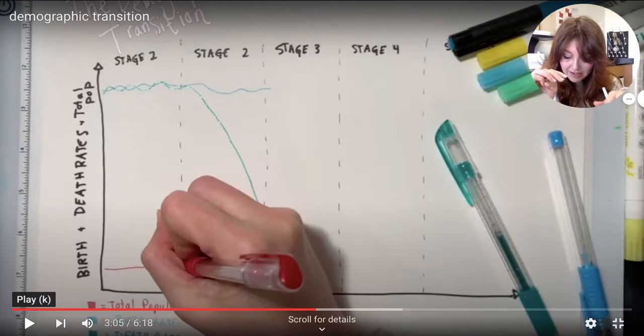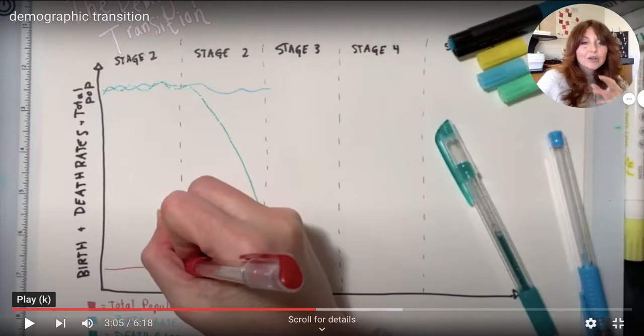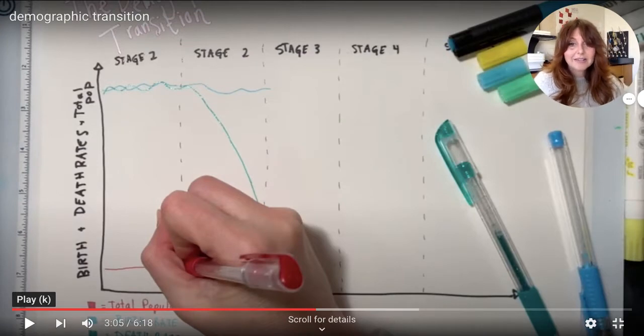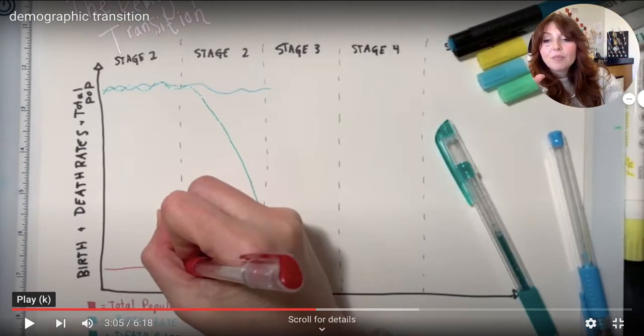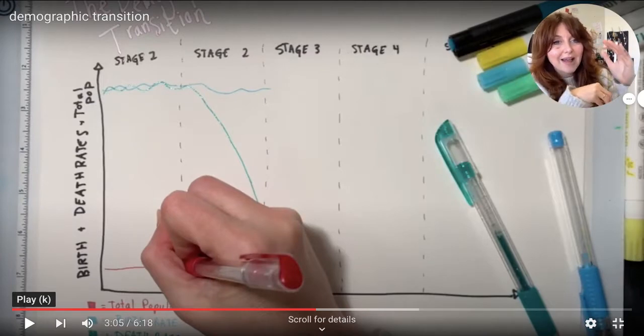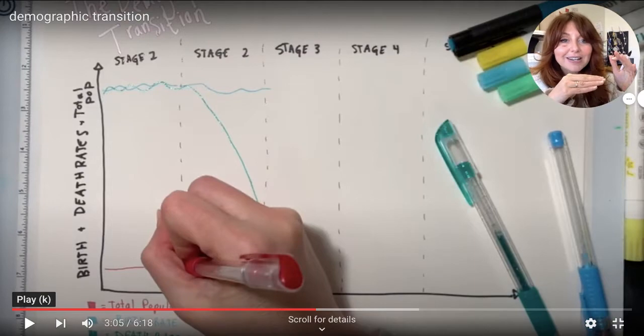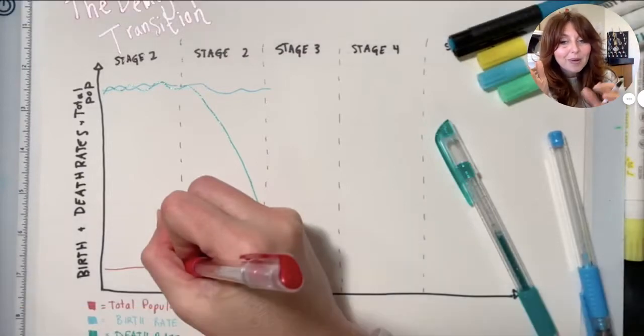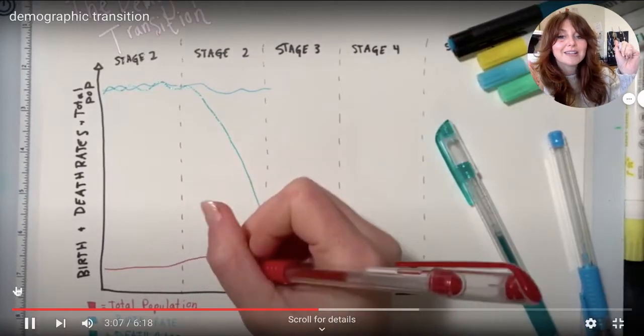So people can start selling their food, and then there's a little bit more of an economy, which means that food is less scarce and there's less famine, there's higher living standards. So the death rate starts to drop drastically. What happens though is that birth rates remain high. Really high birth rates means that the total population is going to increase.